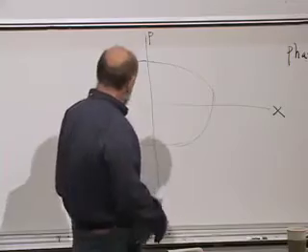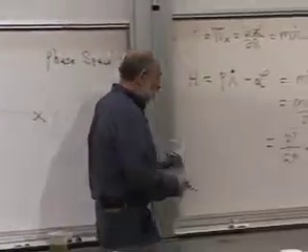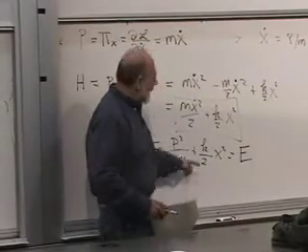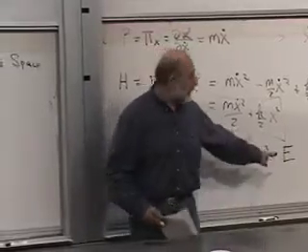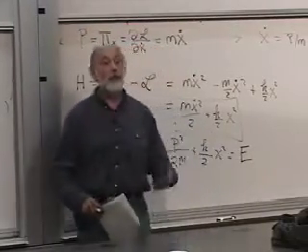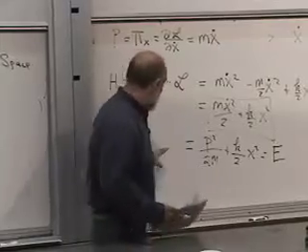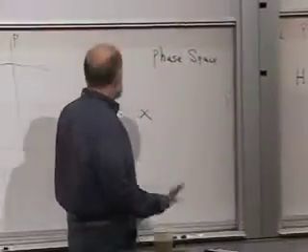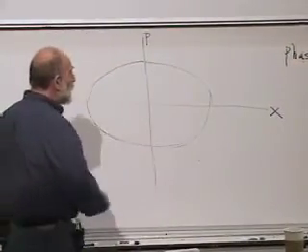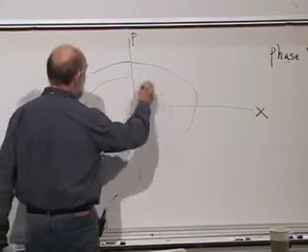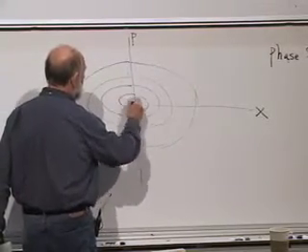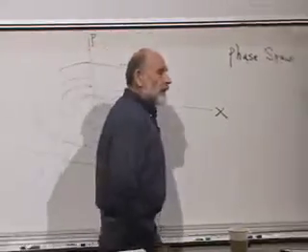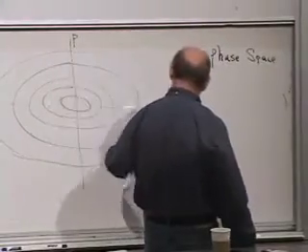Let's figure out the intercepts first of all. If it were a circle, in other words, if m and k were adjusted so that the coefficients here were the same, then the radius of the circle would be controlled by E. In fact, E would be the square of the radius, roughly speaking. p squared plus x squared is equal to twice E. Twice E would be the square of the radius. So if we change the energy, that will change the orbit by changing its radius.